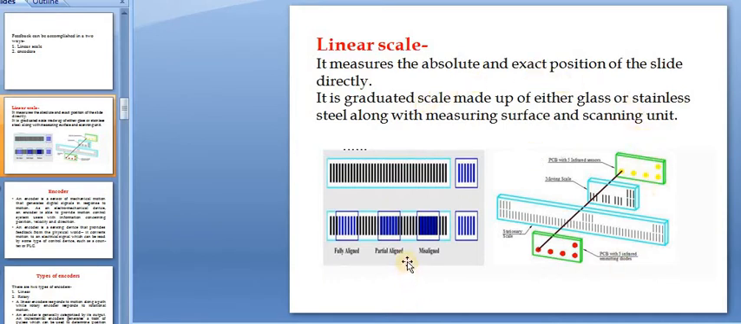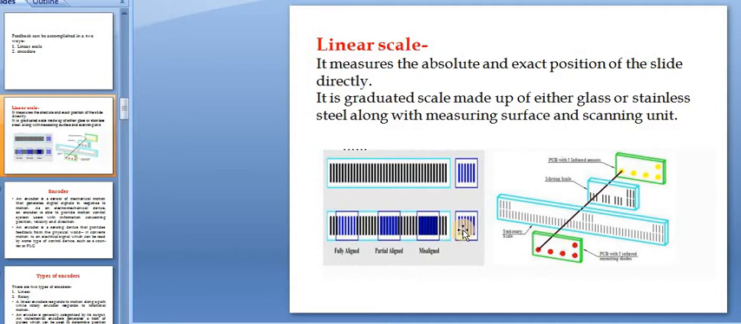Look at this. It is a graduated scale made up of either glass or stainless steel, along with the measuring surface and scanning unit. This is the measuring scale. This is a PCB with an infrared sensor. This is a diode, a light emitting diode. So, a PCB with a light emitting diode. This is the scale. When there is full alignment, you get the exact lines. If it is partially aligned, it gets somewhat blurred, and in case of misalignment, you will not observe proper lines.